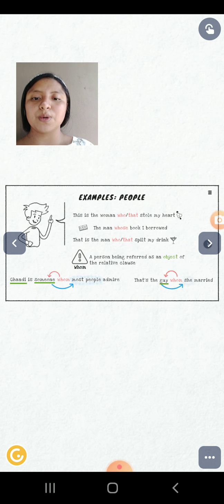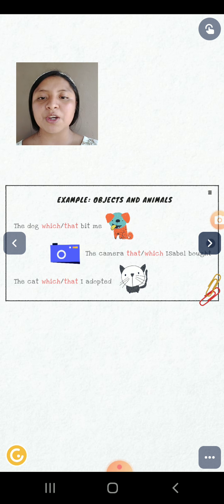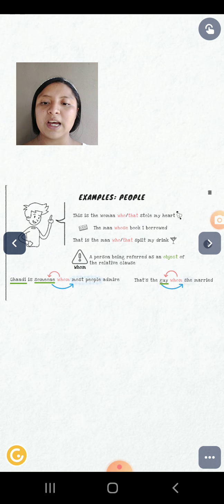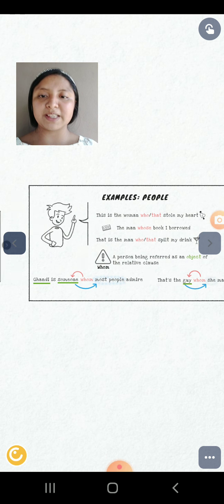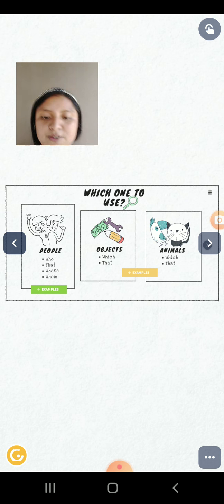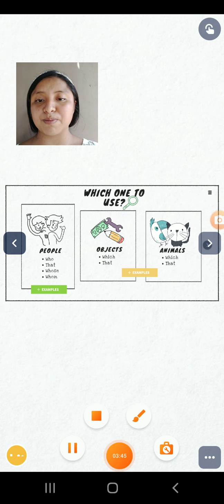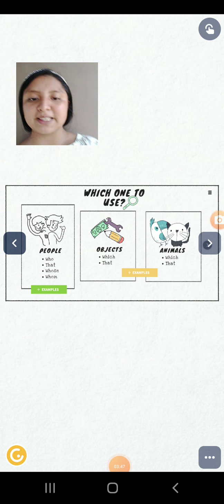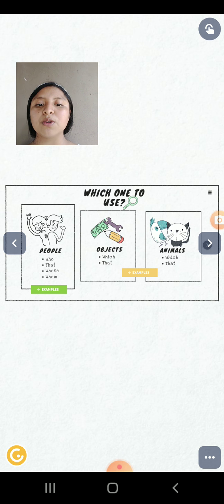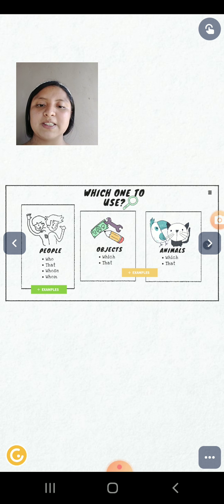Let's go to some examples using objects and animals. But before doing so, I would like to show you again the picture here. Objects. We use which and that for objects. So now let's see some examples using which and that. And also we use them for animals as well, which, that. So let's see the examples here.